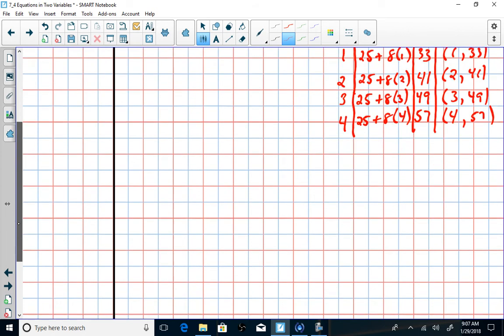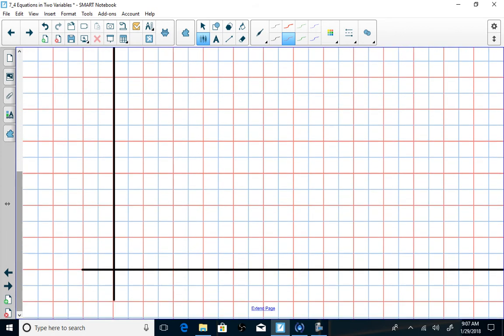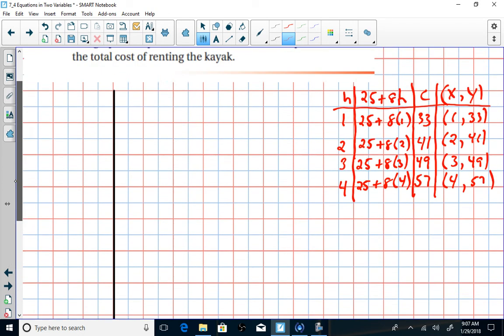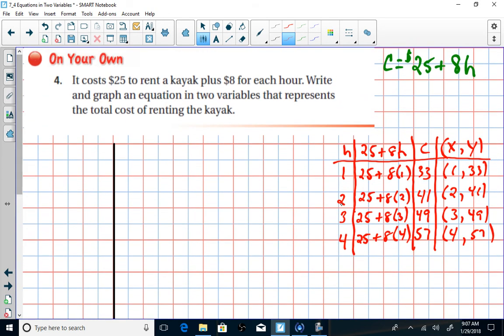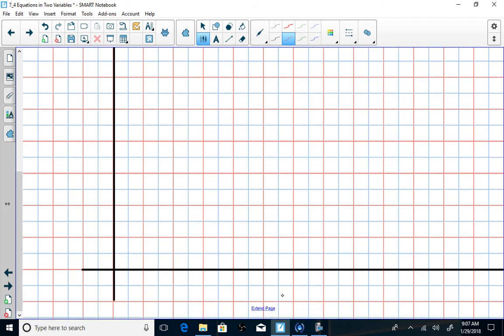All right. So now, when we graph this information, along the horizontal axis, that is always going to be our input values. And along the horizontal axis, our input values represent what? Hours. And we have 1, 2, 3, and 4. So we label it hours. And I'm going to label 1 hour, 2 hours, 3 hours, 4 hours.